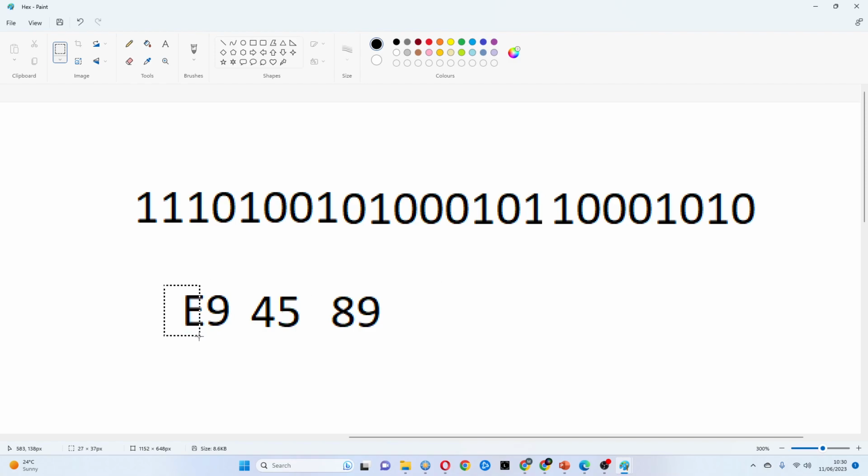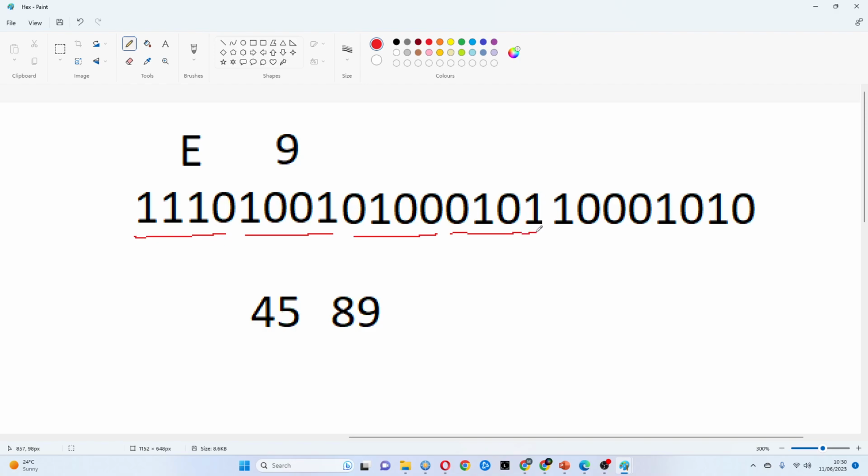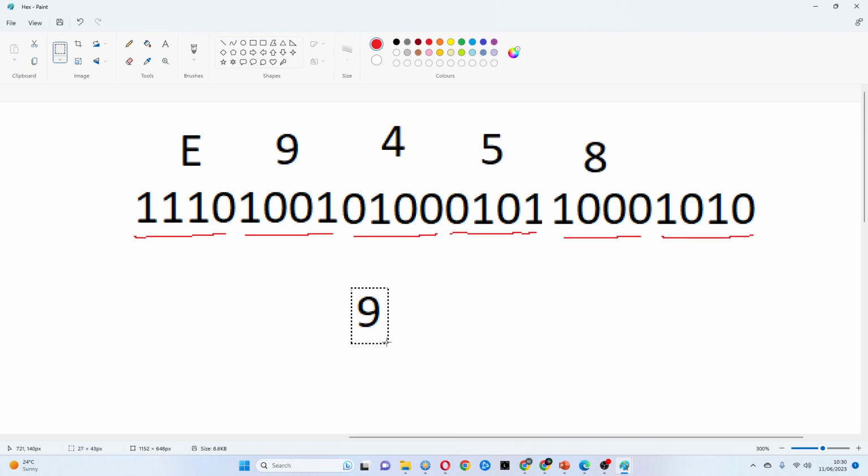So each digit here represents a nibble, which is 4 bits. So that is E, and that is 9. That is 4, and that is 5. That is 8. I think actually, yeah, sorry, I've gone too far there. Let's undo. That is 8, and that is 9. And I'll go through why in a second. So don't worry if that's confusing, although I have been through this in class. But it's probably a long time ago for some of you.